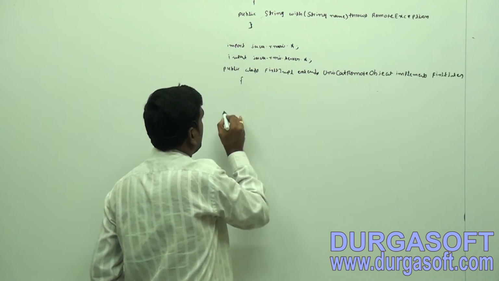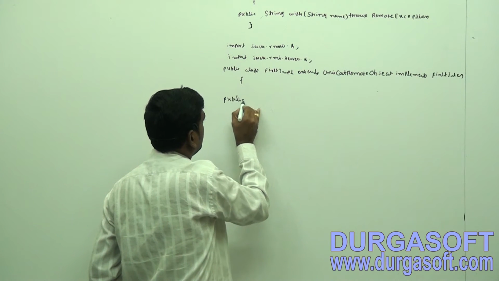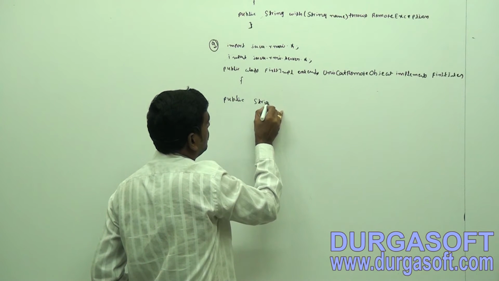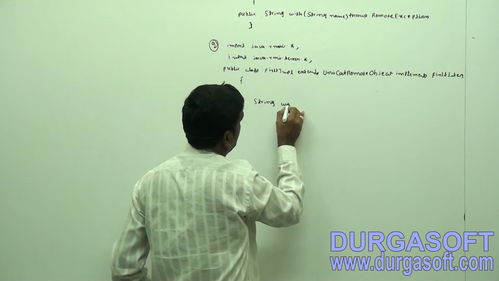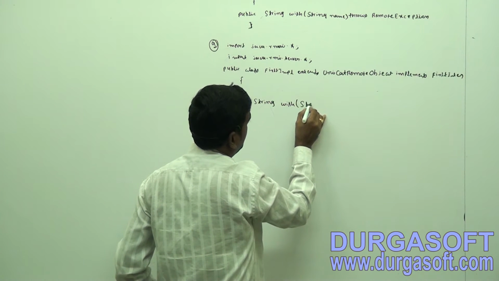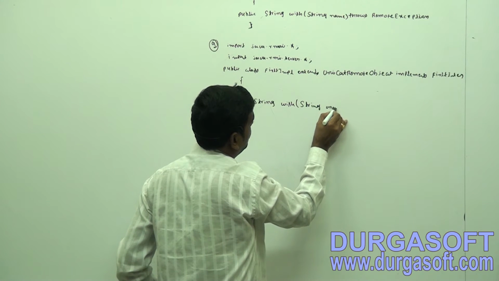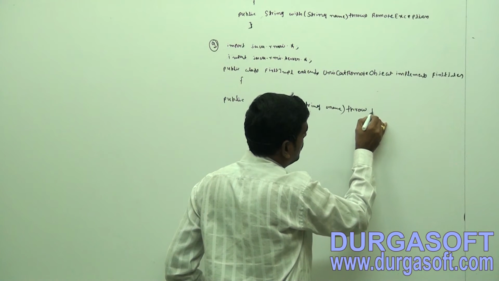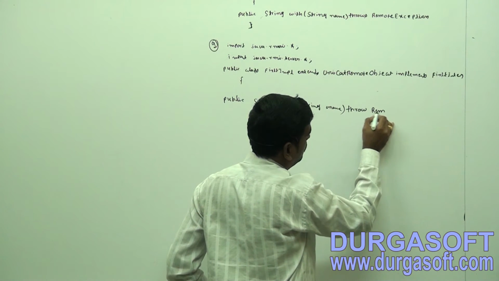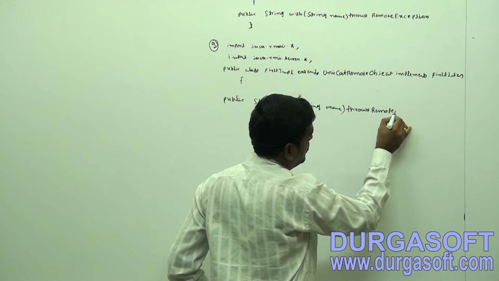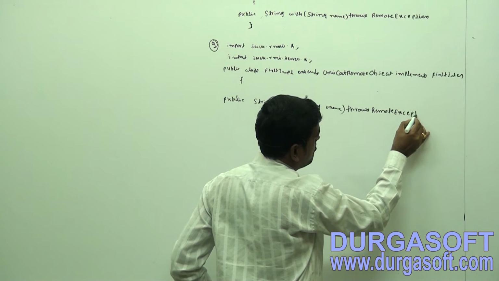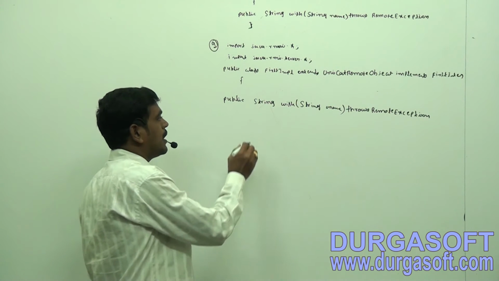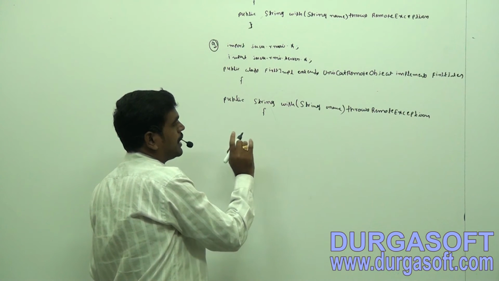Then next, after that, we need to provide the implementation: public String wish, now String uname, throws RemoteException. Then next, after that, we can write whatever business logic you want.